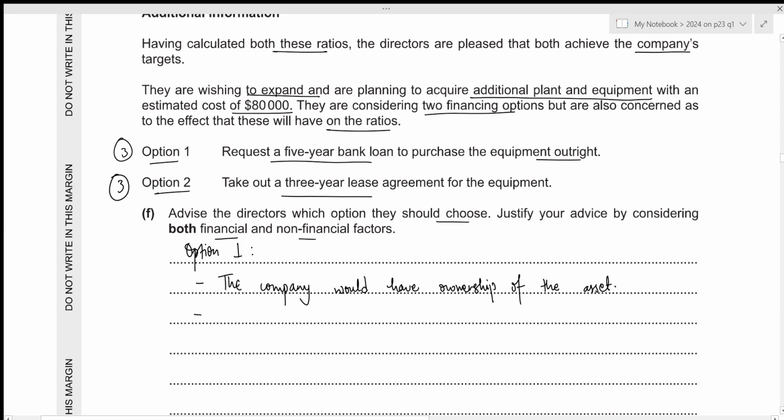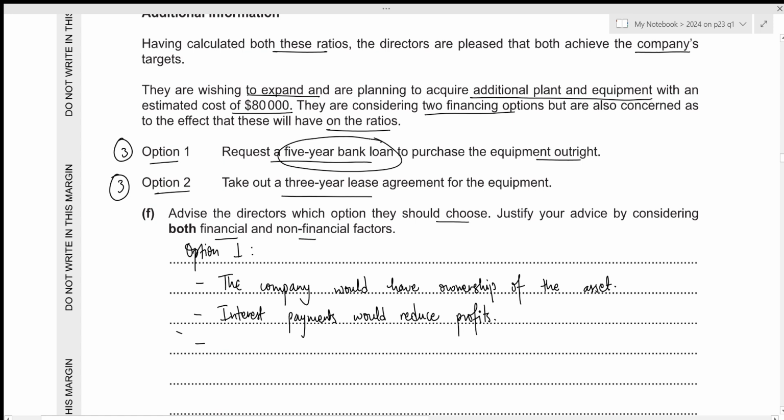Then for the financial factor, since we are requesting a 5-year bank loan, we will have to pay interest on it. And due to those interest payments, the profits will be reduced. Let's write it down. Interest payments would reduce profits.